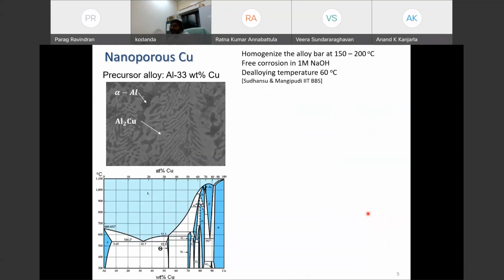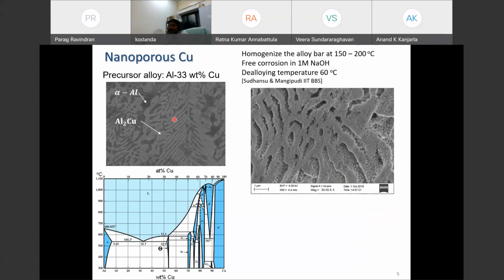And we can also produce other porous metals. For example, here we have produced nanoporous copper starting from an aluminum-copper alloy. In this case, there are two phases, alpha aluminum and Al2Cu. The aluminum gets dissolved when we put it in a 1 molar sodium hydroxide solution. The aluminum atoms will be dissolved and copper will be left over, because copper is nobler than aluminum in the electrochemical series. And the resulting structure looks like this.